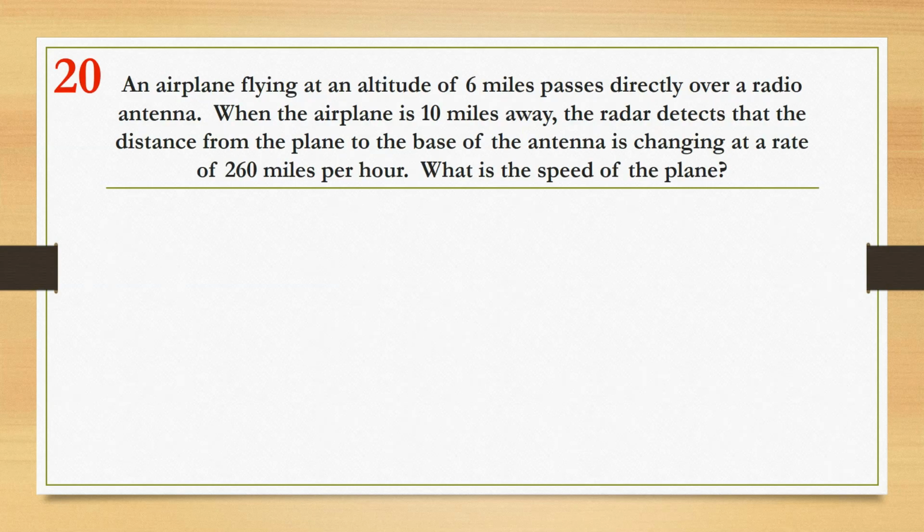An airplane flying with an altitude of 6 miles passes directly over a radio antenna. So we have a radio antenna right here. All right, so the airplane is flying at an altitude of 6 miles. So say it's flying like this. And we know that this height above this antenna, this is 6 miles.